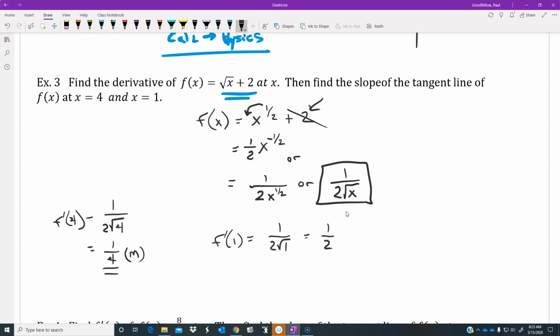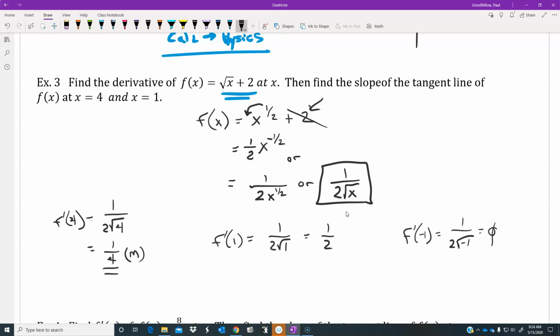What if I put in that I wanted to find the derivative at -1? That answer would be 1/2 times the square root of -1, and you would end up with the derivative doesn't exist. It doesn't have an answer. That makes sense because a domain of -1 doesn't even exist on the original function.